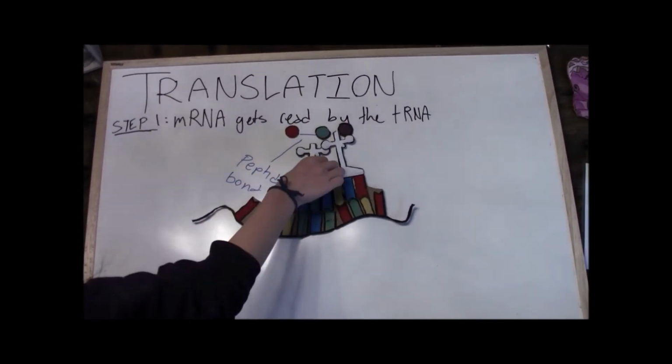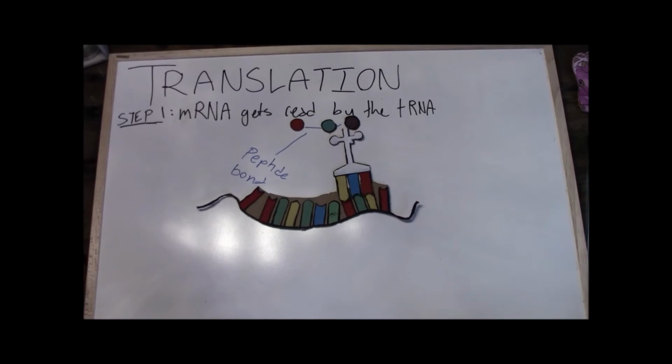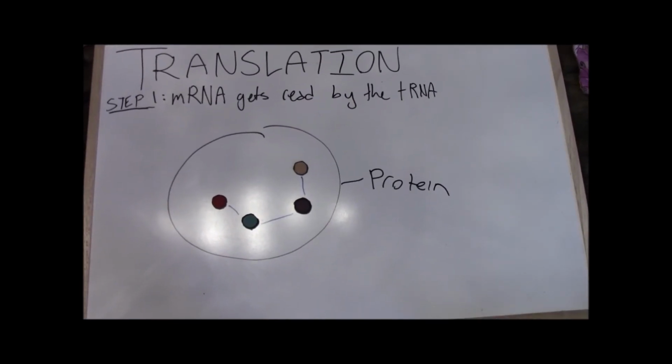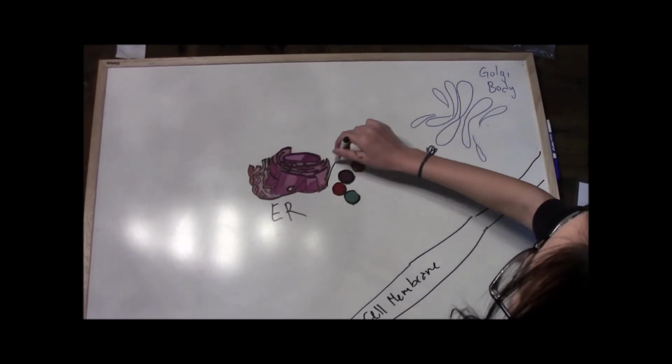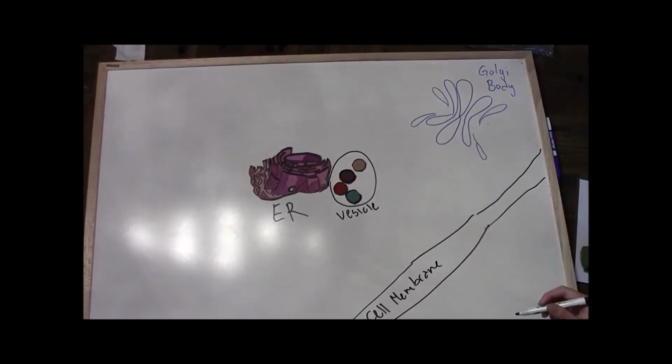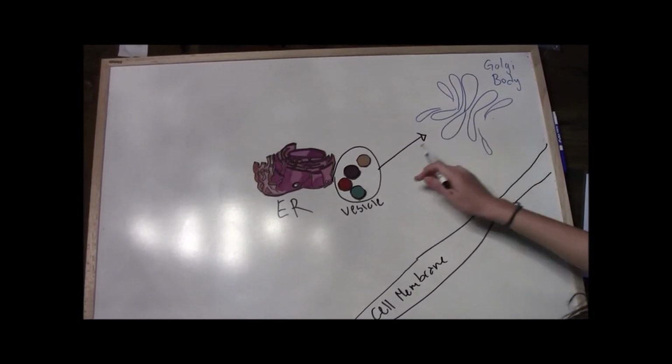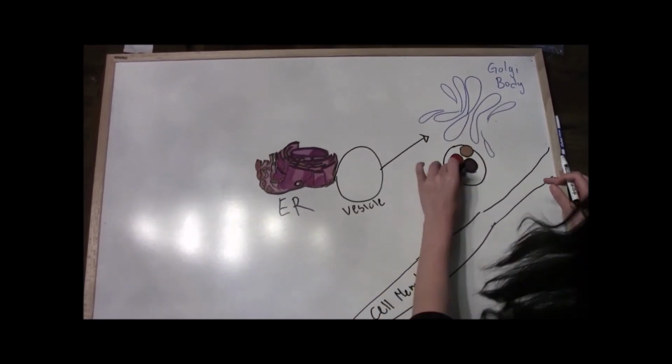The protein keeps growing until the end of the codon. When the protein is finished forming, it is now usable. The protein is now ready to be used. It is turned over to the endoplasmic reticulum. The vesicle transports the newly made protein to the Golgi body for its final packaging before being sent off in vesicles to be sent outside of the cell membrane.